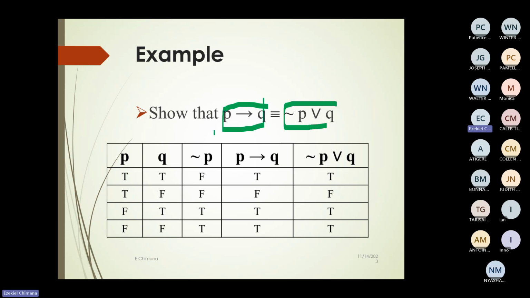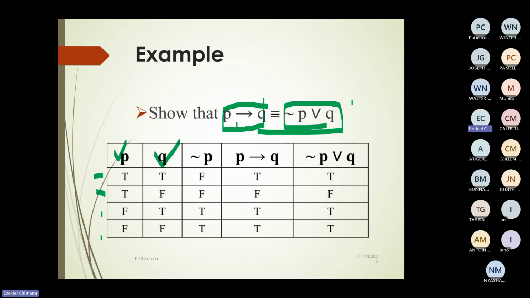Okay, so when you're being asked to show that P implies Q is logically equivalent to negation of P or Q, you can use a truth table. And remember, we only have two statements. That's why we have these four rows, and then we use the alpha rule to construct the truth table.